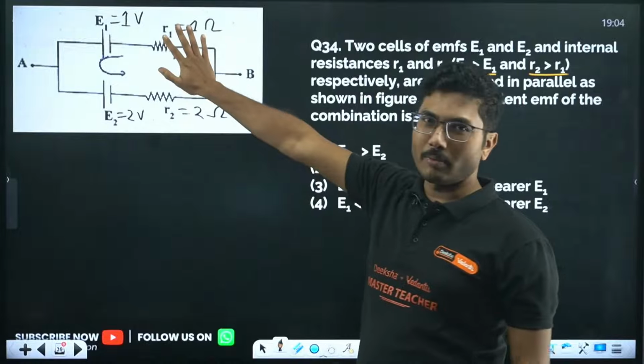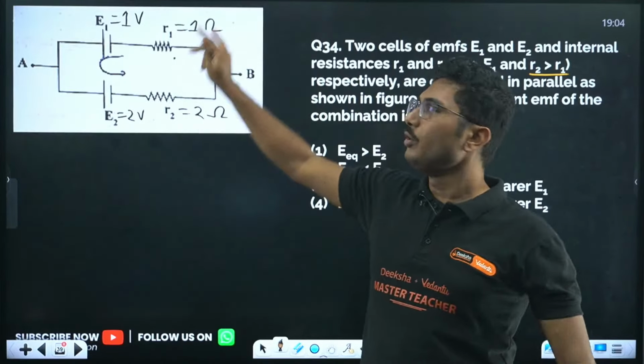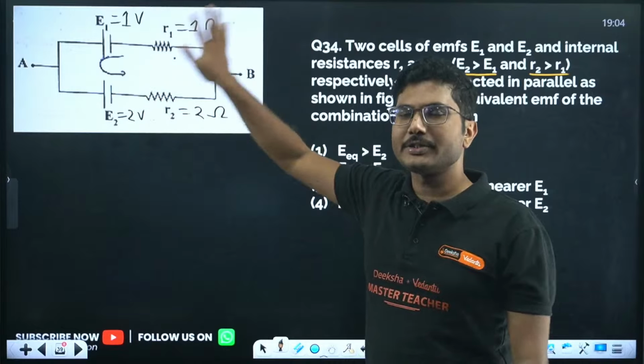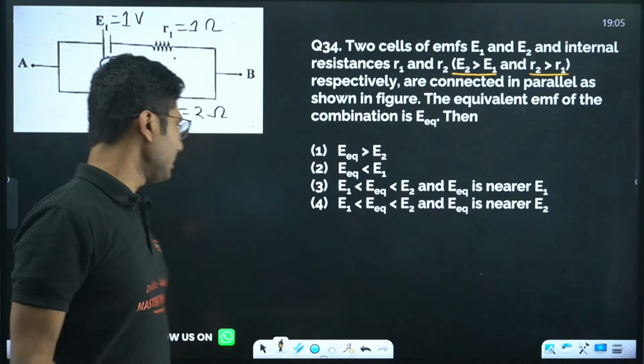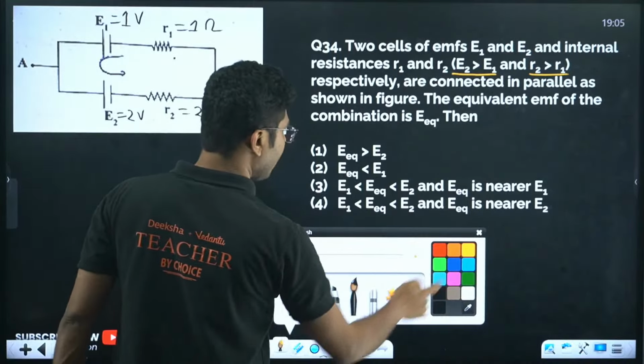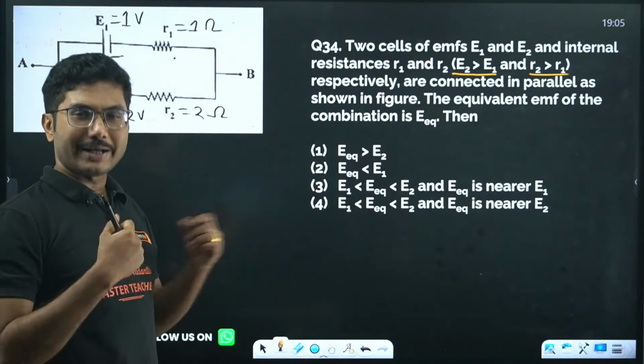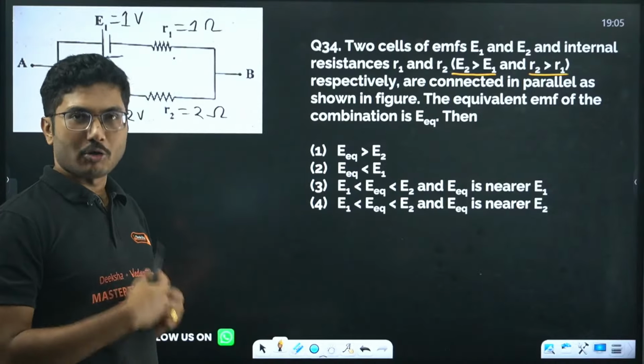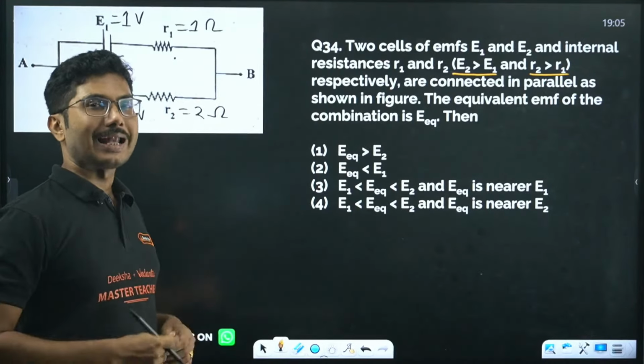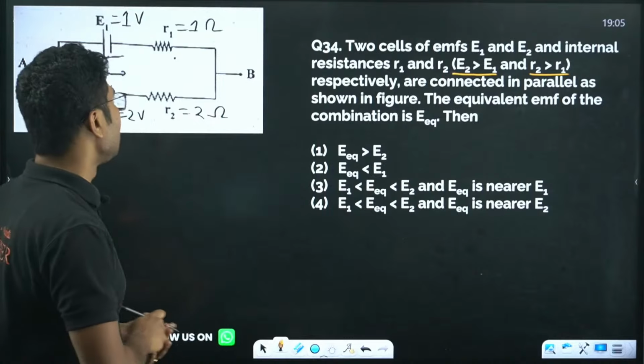Okay, no problem. Here you can take any other value. I have taken the smallest possible values which will help us to solve this question quickly. If you see unknown questions like this, take some values, not random values, logical values, smallest possible values, so that your calculations become less.